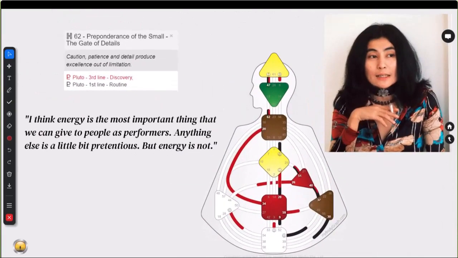Now, within the context of this design, it happens to be Yoko Ono. You can see that she is emotional in nature. She's a triple split. So she says here, I think energy is the most important thing that we can give to people as performers. Anything else is a little bit pretentious, but energy is not. You can see where her gate activation brings planetary life imprints or blueprints, her genetic potential, is that Pluto was there consciously in the first line of routine, unconsciously in the third line of discovery. This is the gate of details, preponderance of the small, caution, patience, and detail produce excellence out of limitation. So her design, by nature, one of her genetic imprints, voices, is to listen to her think voice.